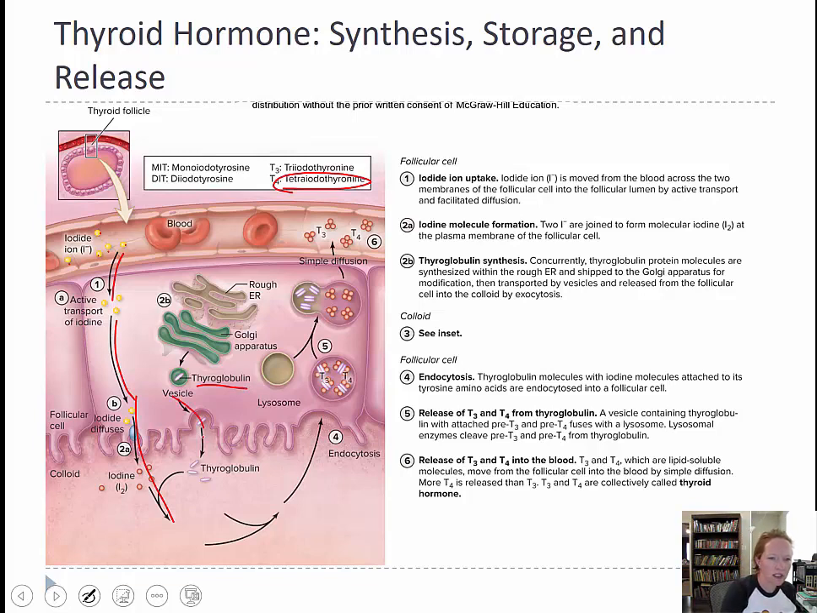Once they're made, they're going to be sent into the colloid as well. And in the next slide, we're just going to take a look at how the thyroglobulin and the iodine are put together. That's basically it. Once they're put together here in the colloid, they are going to move through the follicular cell. Don't worry about all these little specifics, like the lysosome joining to it, which allows the T3 and T4 to be placed into the bloodstream. Don't worry about all those tiny details. So that's basically how they are made.